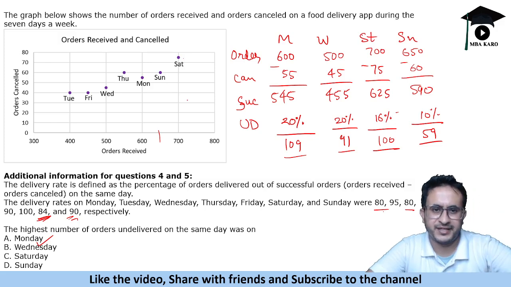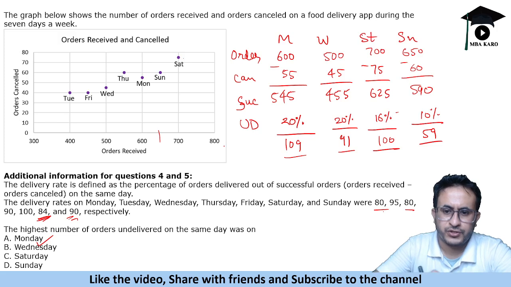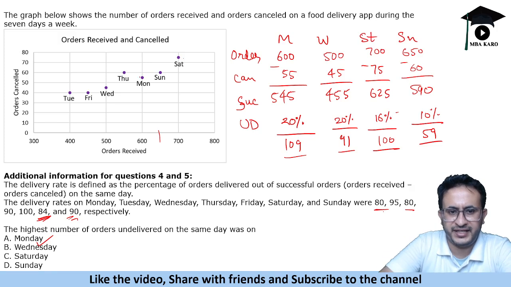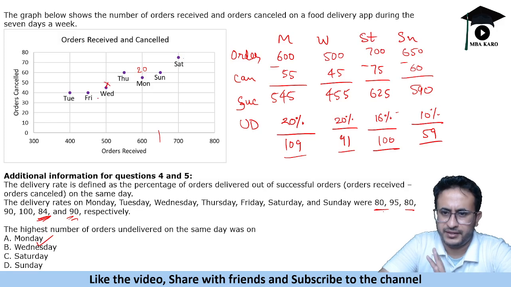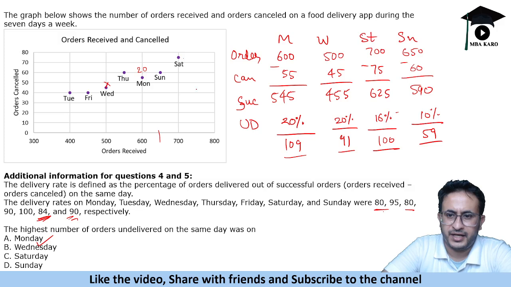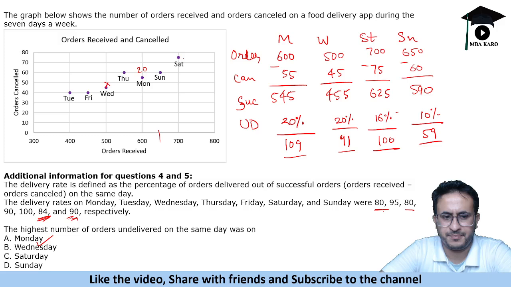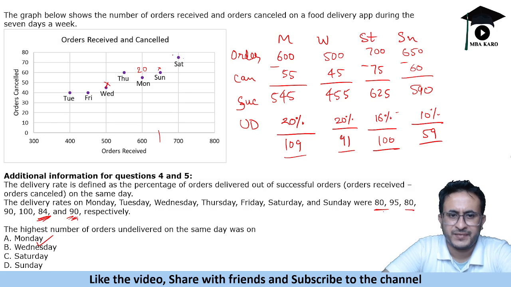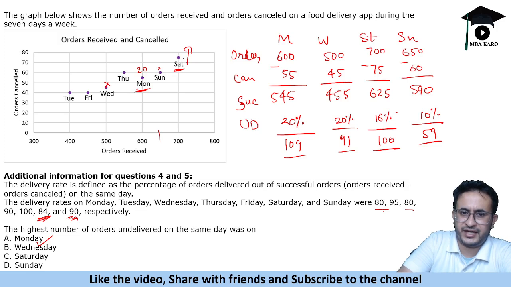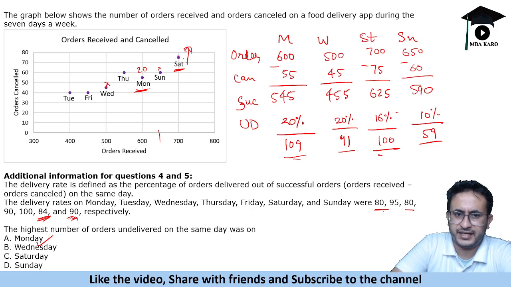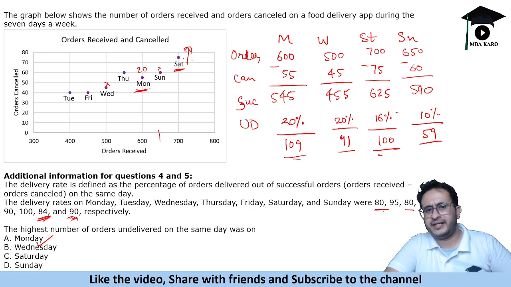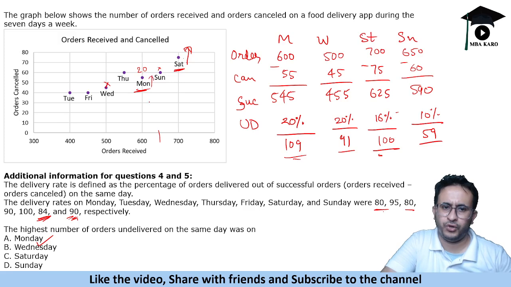Now we have answered this question without this ratio. So if we see, undelivered is high on Monday and Wednesday, but on Wednesday the orders are less, so Wednesday will not be the answer technically. And then we have Sunday, where undelivered is just 10%, so Sunday is also less likely. Now there can be a fight between Monday and Saturday, because the number of orders is high on Saturday, right? And we see the closest two options are Monday and Saturday.